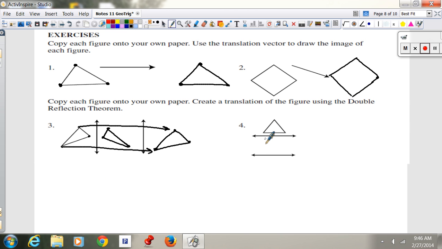4 is pretty easy. You're just going to draw a reflection, upside down triangle there, and then back to a right side triangle, and you've got your translation, just sliding this one down to there. So that's how that works.